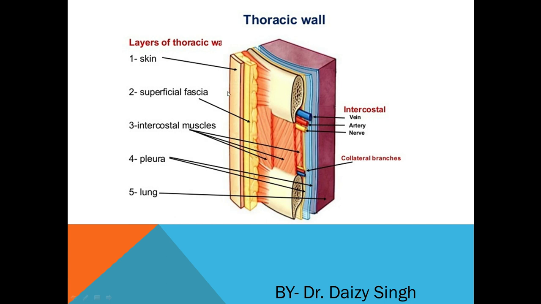You can see the skin. Below the skin is the fascia, and here you can see the three layers of muscles. These are the intercostal muscles, and in between the intercostal muscles we can see the structures, that is the intercostal vein, artery and nerve. After that we have the pleura, that is a covering of the lungs, and the lung itself. This is the arrangement of various layers which constitute the thoracic wall.